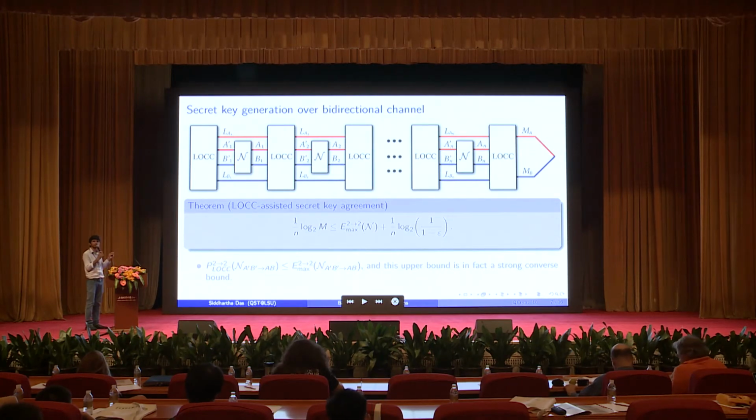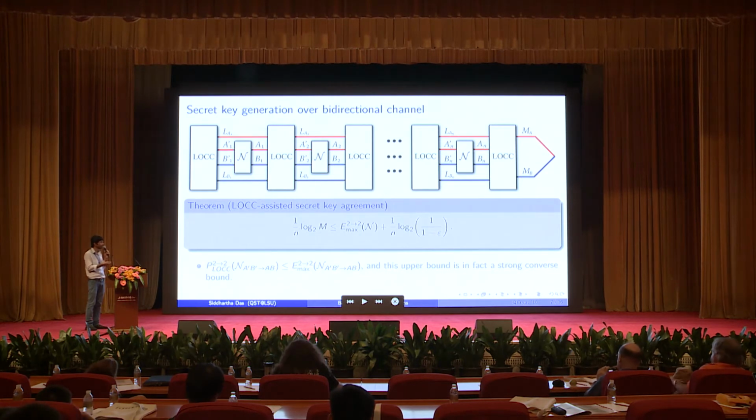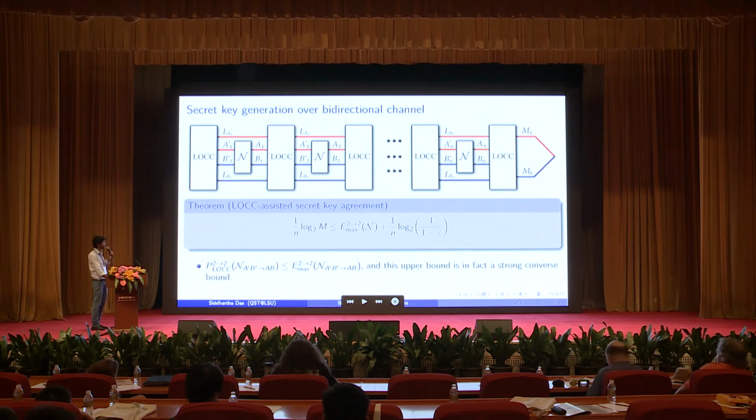And this is the theorem that we have. The maximum key rate that you can achieve is upper bounded by the bidirectional max relative entropy of entanglement of the channel, and the second term involves the error, where epsilon is the error. We can also show that this entanglement measure is in fact a strong converse bound, meaning that if you want to achieve a rate above this bound, you will get error close to 1. You will reach error close to 1 exponentially.